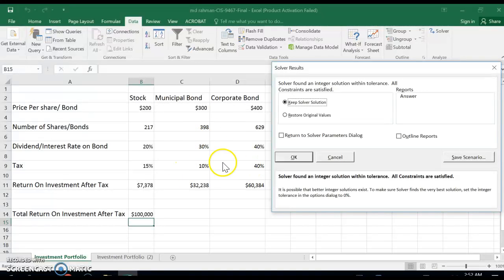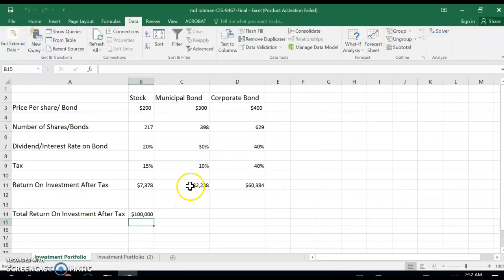If I was calculating this manually or using a calculator, it would take a long time. So Excel Solver makes our life a lot easier. Now I wanted to see another scenario: what if my tax rates are different, because tax rates change every year. I wanted to see how many stocks, municipal bonds and corporate bonds I need in order to get the 100,000.